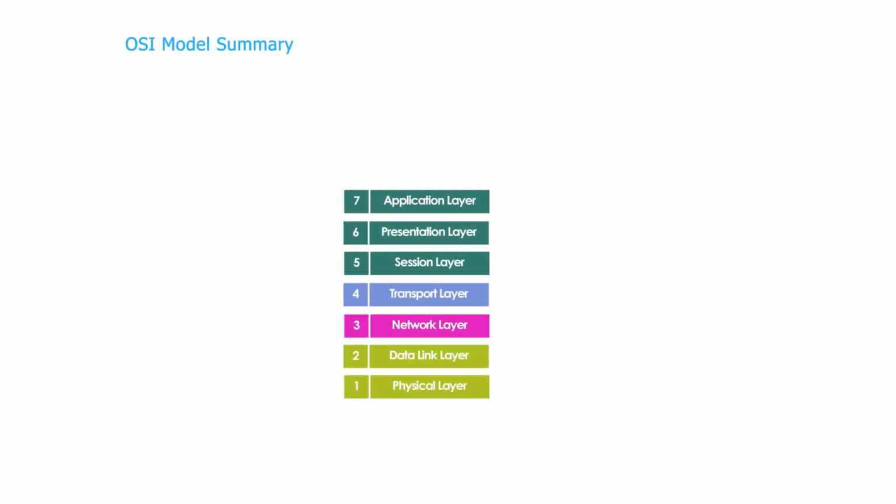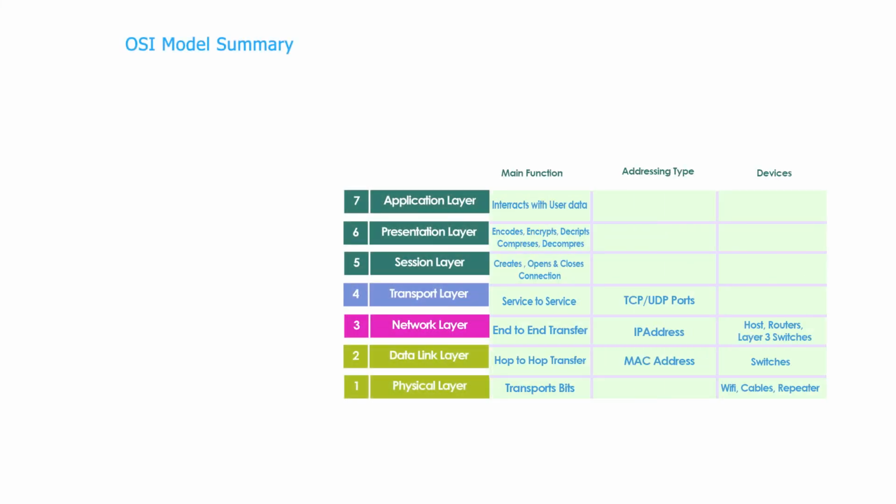This brings us to the end of the OSI model lesson. Again, the goal of this lesson is not to memorize the various layers, but to understand and know what happens at each layer during communication. To wrap it all up for academic purposes, we can look at this summary and study it. This has been grouped by the main functions of each layer, addressing type and devices where applicable. You can also take note of the names of the data stream at each layer.